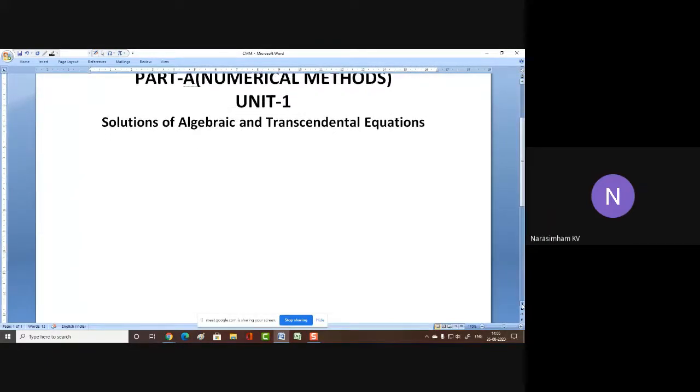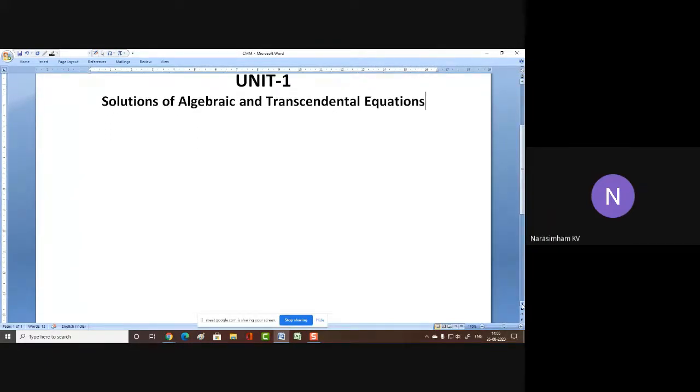Now what is meant by algebraic equation? Anyone? What is meant by algebraic equation? An equation containing only algebra.